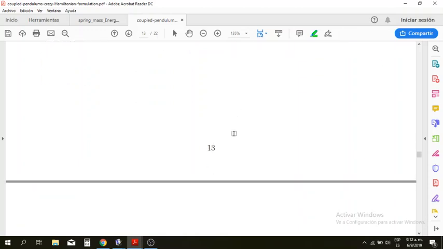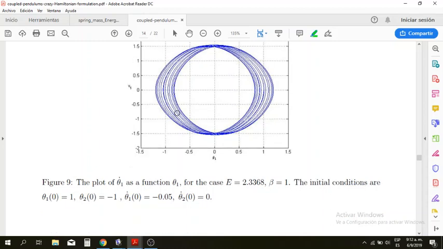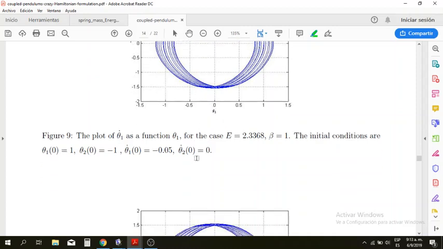A very interesting paper. Here is the phase diagram for the first pendulum. This is the velocity of the first pendulum, theta 1 dot. This is theta 1 dot against the amplitude position.